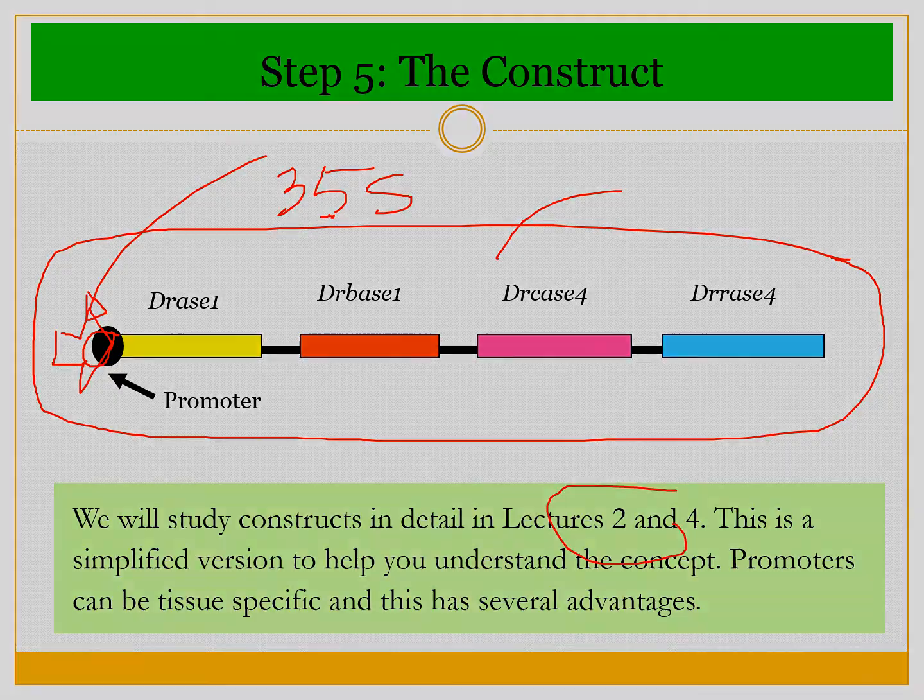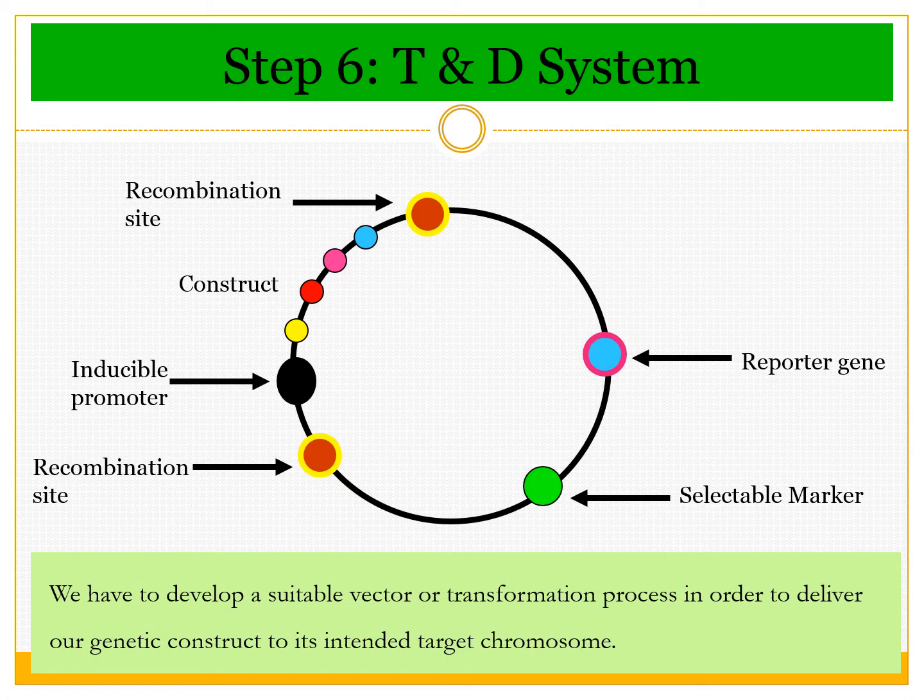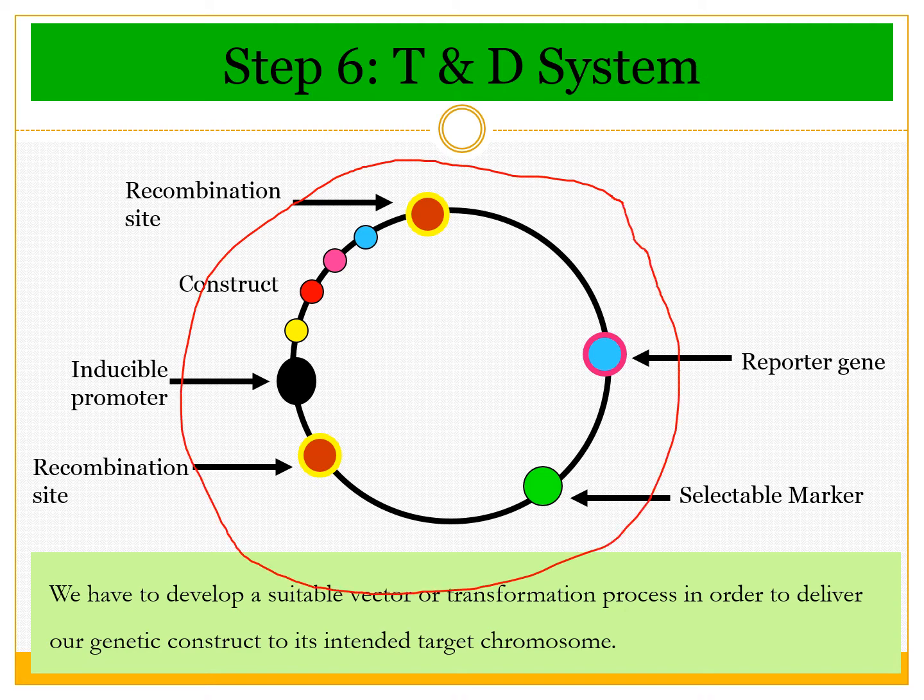So we move on to the construct. This is a theoretical construct. I am going to use agrobacterium, and this is the plasmid from agrobacterium, and you have a recombination site. These 2 are recombination sites which will mediate the integration of this construct into the host plant.